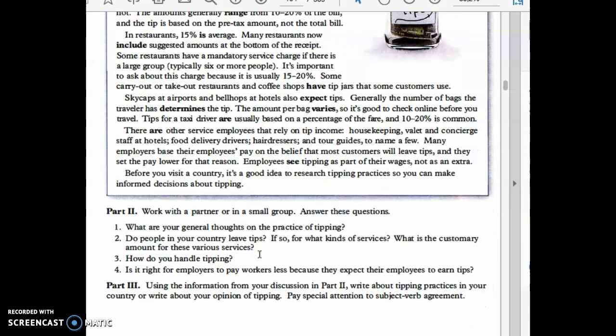Anyway, what are your general thoughts on the practice of tipping? Do people in your country leave tips? If so, what kinds of services? What is the customary amount for these various services? How do you handle tipping? Is it right for employers to pay workers less because they expect their employees to earn tips? I think it's disgusting. That's my point of view. But anyway, we're going to talk about that, make you speak and try to be strategic with your ideas. Okay, so that's about it.